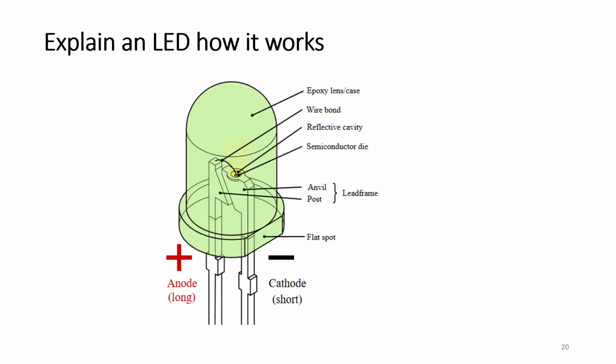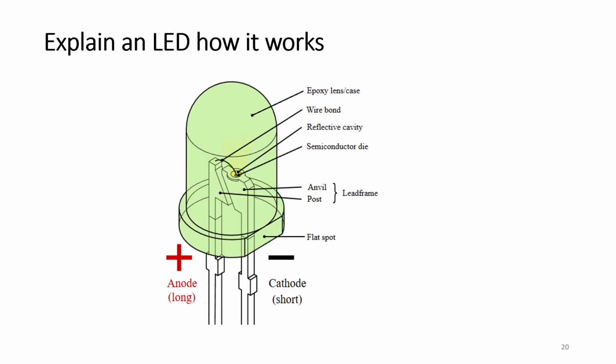Externally, the LED has two leads that allow it to be connected into a circuit. The anode, as I told you previously, which is the positive terminal, is identified as the long lead, while the cathode, which is the negative terminal, is the short lead. Additionally, a flat spot on the epoxy case is used as a visual indicator to identify the cathode side, helping ensure correct polarity when installing the LED.